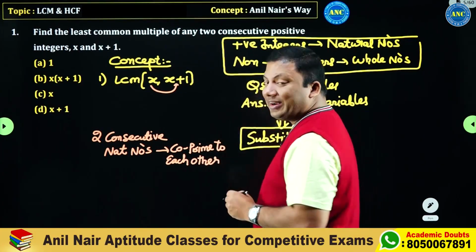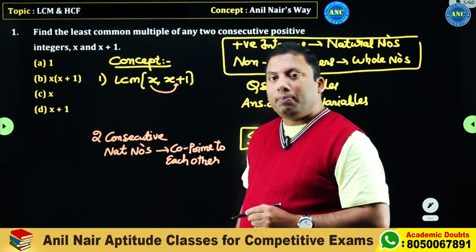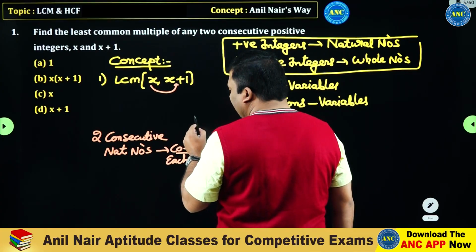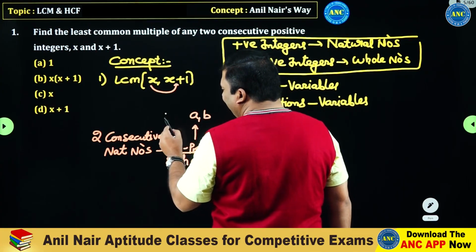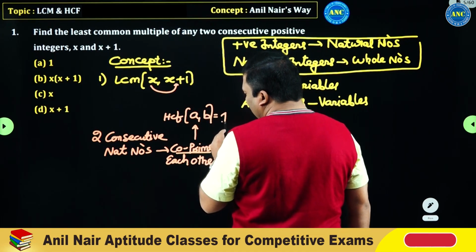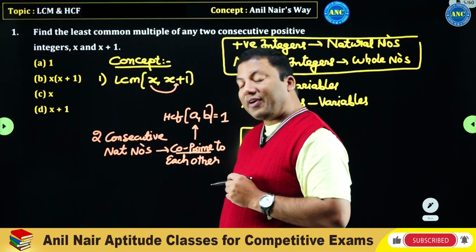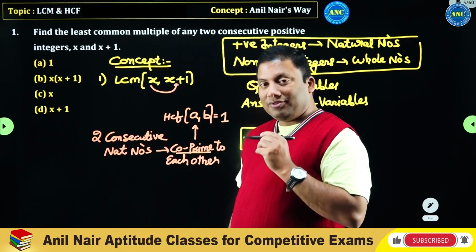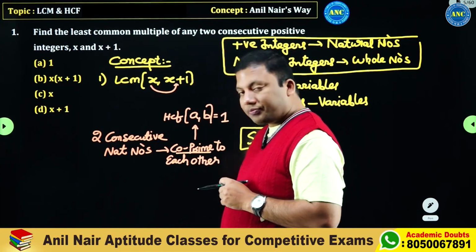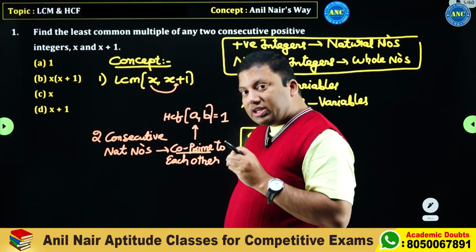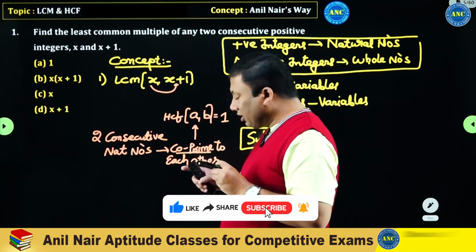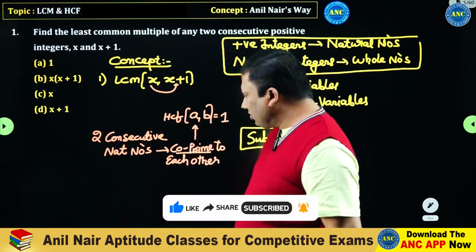Now, an important keyword came. What do you mean by co-prime? Two numbers are said to be co-prime if they have only one factor common, and that one factor is 1. Are you all with me? Two consecutive natural numbers are always co-prime to each other. Two numbers are said to be co-prime if their HCF is 1.